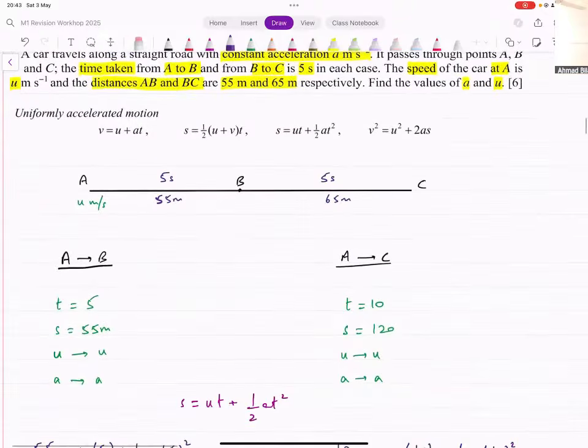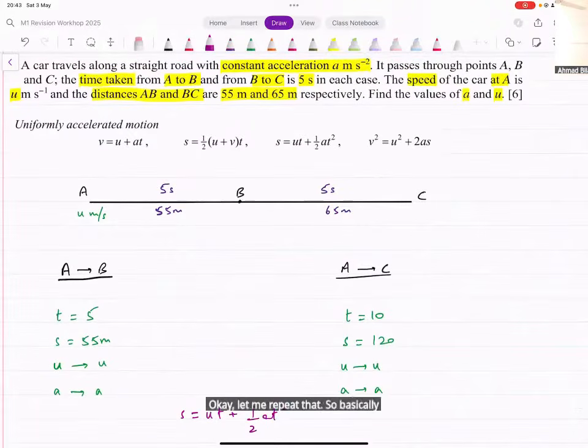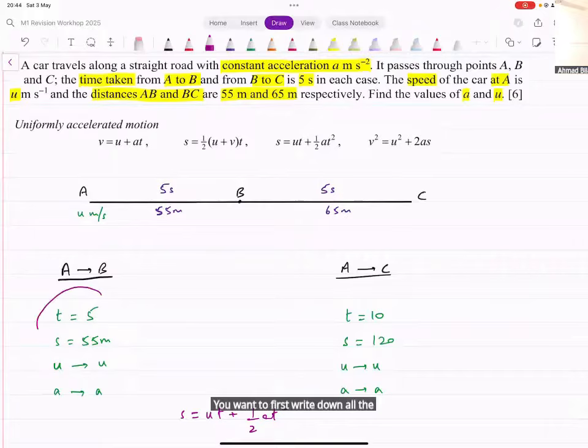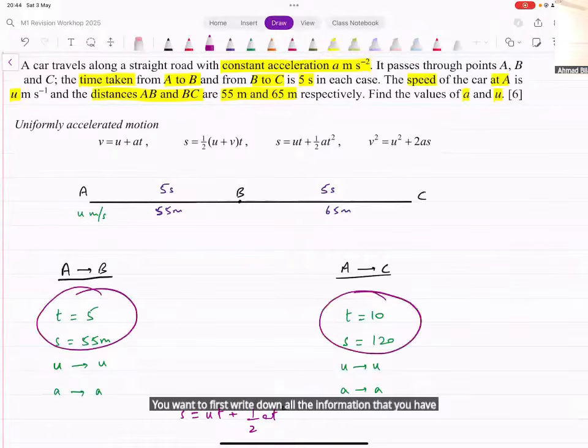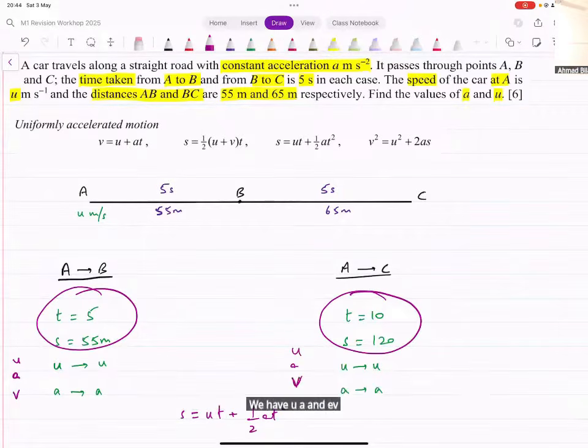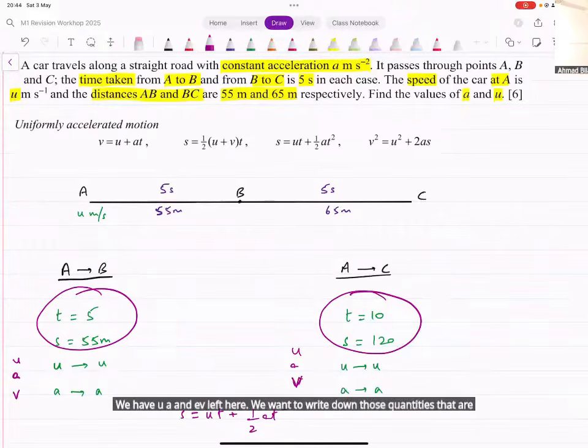Okay, let me repeat that. So basically, what we're saying is, if we have multiple parts of the journey like this, you want to first write down all the information that you have for both of those parts. And then for the remaining things, for example, we have u left, we have a left, we have v left. We want to write down those quantities that are common between them.